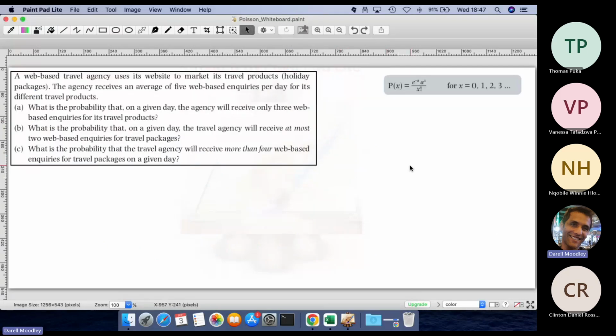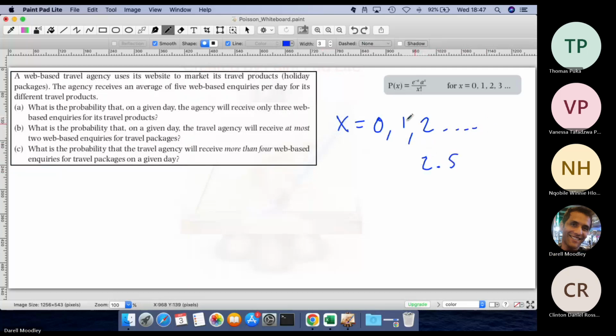Now we're going to move on to the Poisson distribution. The Poisson distribution is different to the binomial. What makes it different is that the Poisson distribution works with a discrete random variable. That is, you're counting the number of times something occurs. So x can be 0, 1, 2, etc., but it cannot have decimals. You can't have 2.5 customers coming to your store in a month. You can only have whole numbers.